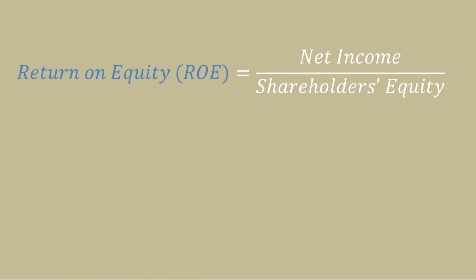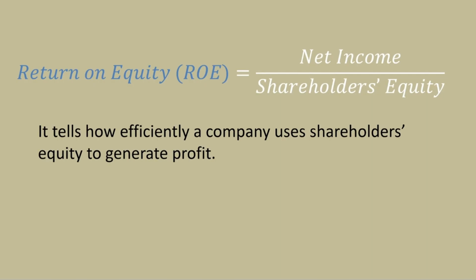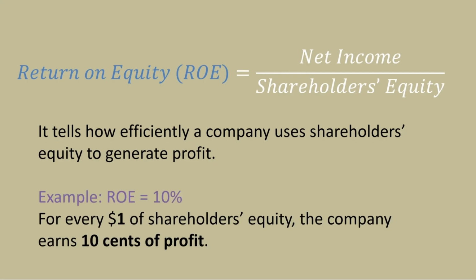The sixth, return on equity, ROE. ROE equals net income divided by shareholders' equity. It tells how efficiently a company uses shareholders' equity to generate profit. Higher ROE means better returns and stronger management performance. For example, if ROE equals 10%, it means for every $1 of shareholders' equity, the company earns 10 cents of profit.